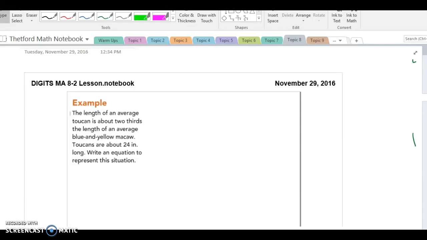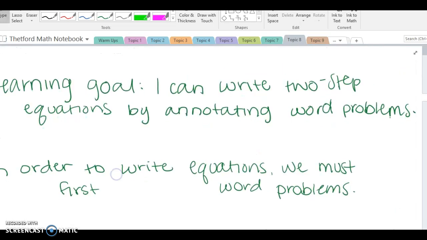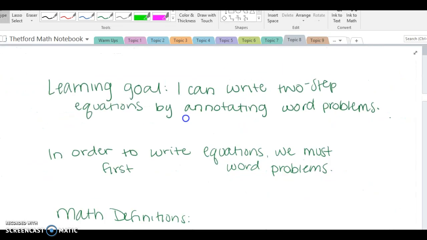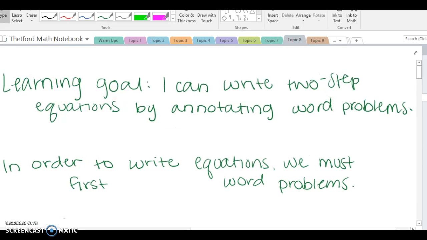All right, so today we're starting 8.2 notes. And in 8.2, you'll notice that our learning goal is that I can write two-step equations by annotating word problems. And you'll notice that it says that we can write two-step equations. It doesn't say anything about solving them. And that's because today we are just going to figure out how to set up those word problems, because tomorrow is when we're actually going to learn how to solve two-step equations.